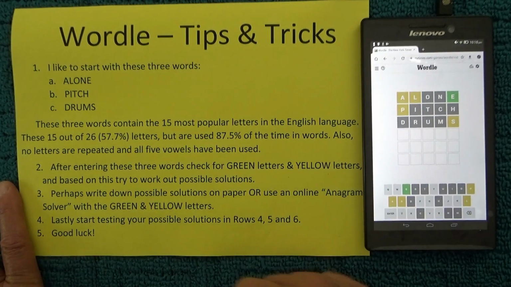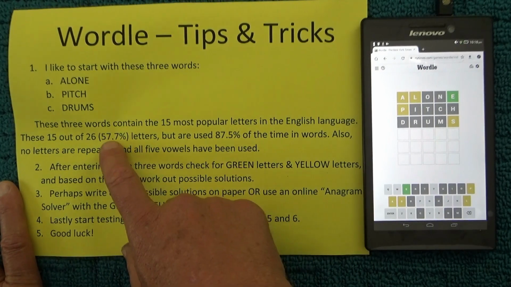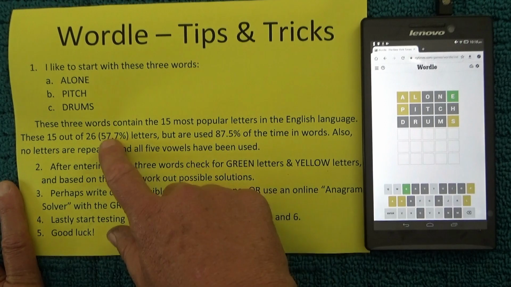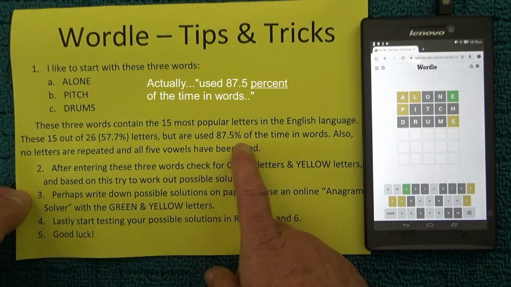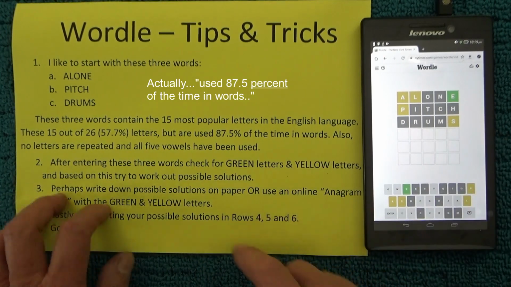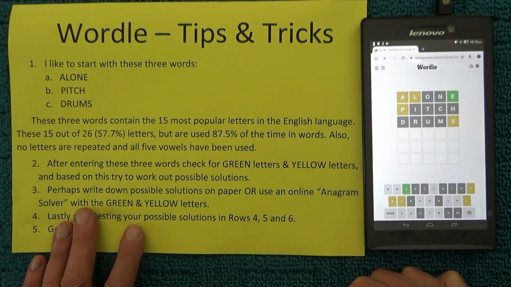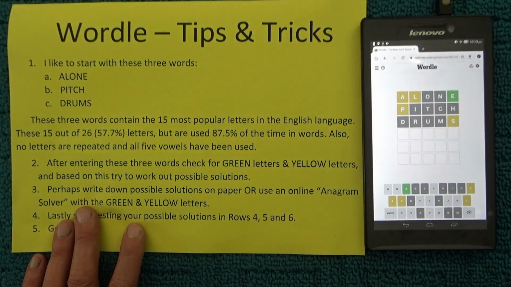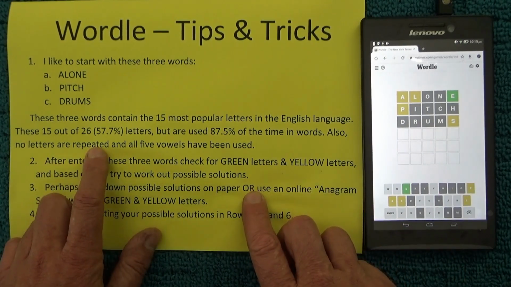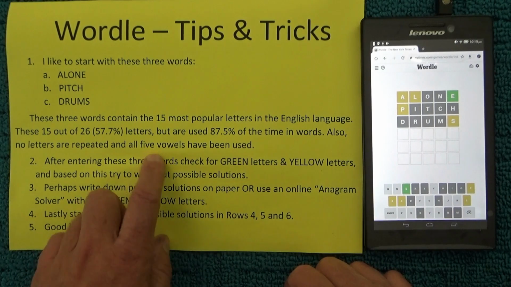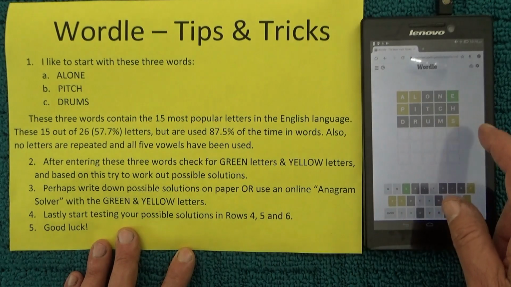The great thing about these three words is they contain the 15 most popular letters in the English language. So they're 15 out of the 26 letters in the alphabet. 15 out of 26 is 57%, but these letters are actually used 87.5 percent of the time in words. So it's really good to use those three words because they contain all the popular letters in the English language. Also, no letters are repeated, and all 5 vowels have been used. You can see A, E, I, O, and U.